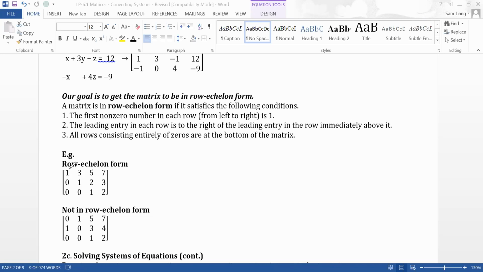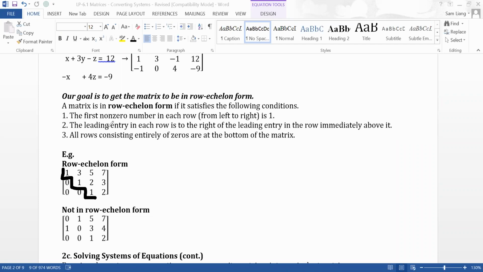And then the second bullet point is the leading entry in each row is to the right of the leading entry in the row immediately above it. How that plays out is that it basically looks like a staircase, right? If you draw lines underneath each leading entry, you get a staircase pattern.